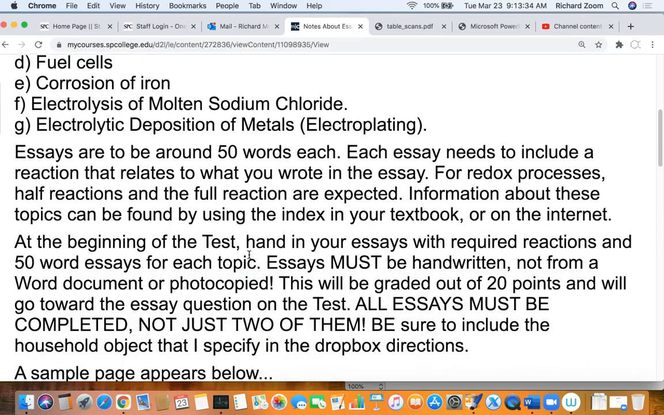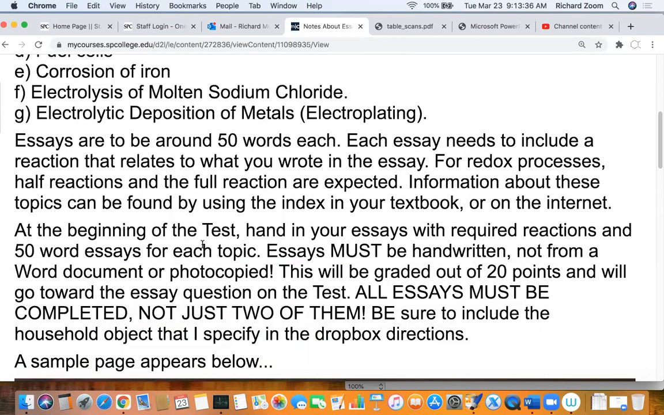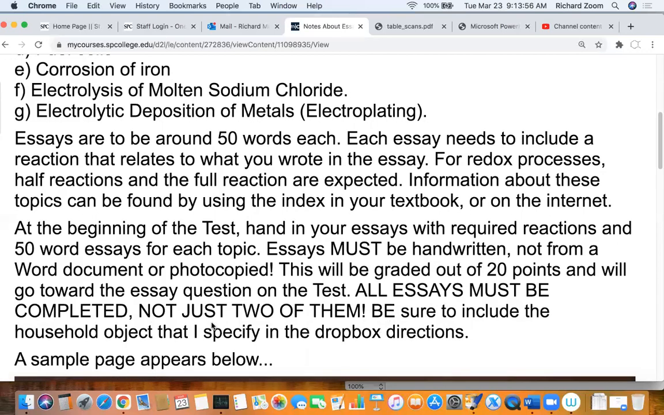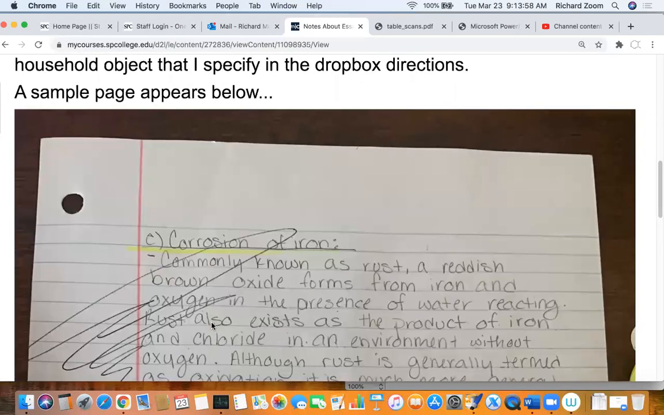At the beginning of the test, effectively before test 3 is due, you hand in the essays, and they must be handwritten, not from a Word document and not photocopied. Handwritten is the key word here. It'll be graded out of 20 points. All essays must be completed, not just 2 of them. Be sure to include a household object I specify in the Dropbox directions.